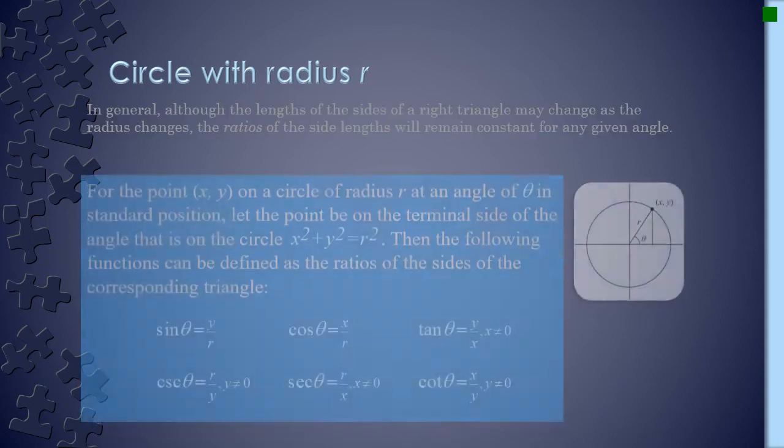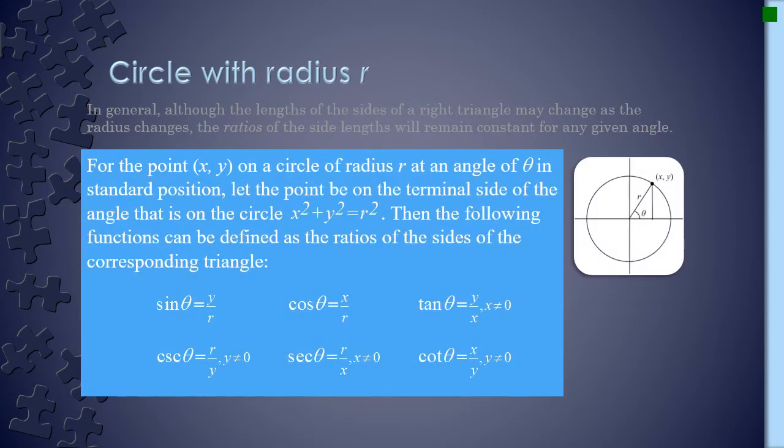So here is my definition. For the point x comma y that we see on this circle, and notice that we have a radius of r, at an angle of theta, some theta in standard position, let the point be on the terminal side of the angle that is on the circle, x squared plus y squared equals r squared. Then the following functions can be defined as the ratios of the sides of the corresponding triangle. So that x squared plus y squared equals r squared is our Pythagorean theorem.